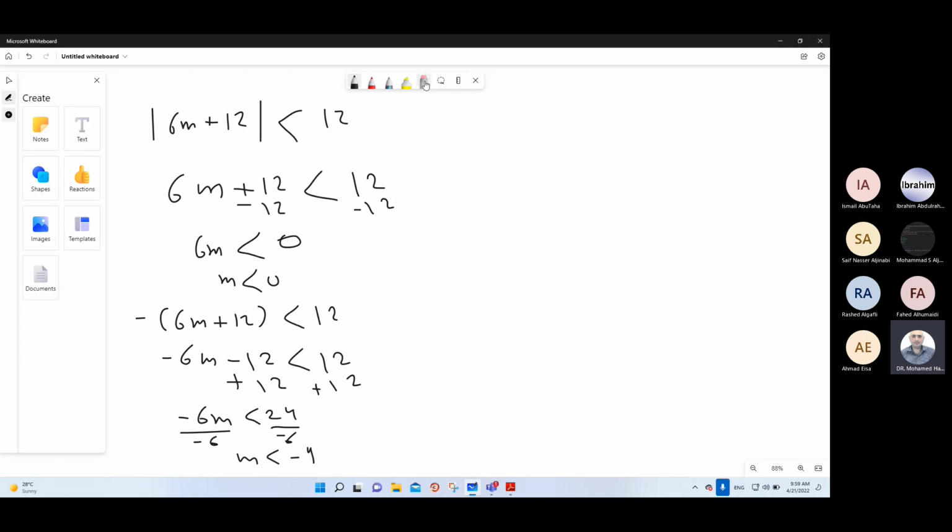Excellent. Don't forget when you divide or multiply by minus to switch the direction of the sign. So m greater than minus 4.